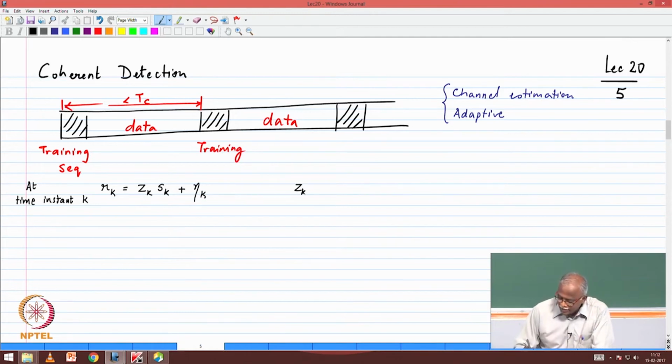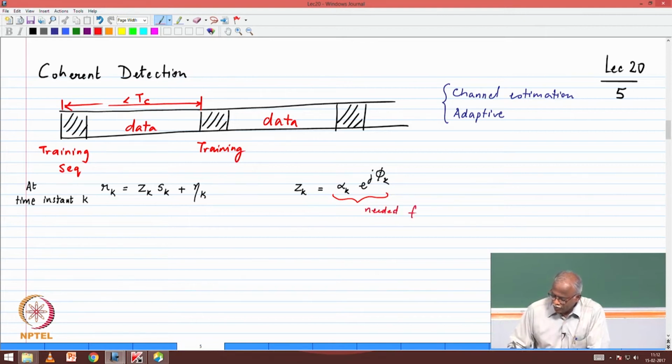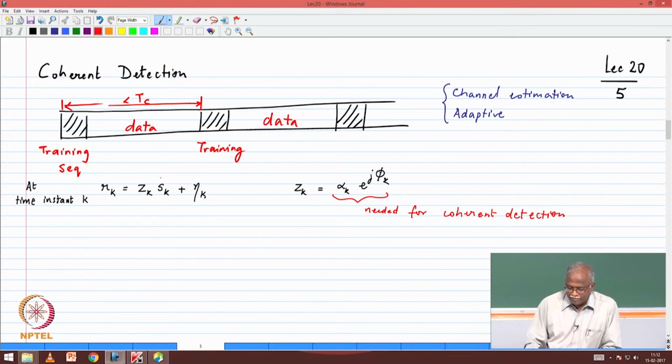So Z_k actually represents alpha_k e^(j phi_k), and for coherent detection, I must have a good estimate of this. This is needed for coherent detection. Because if you don't have a good estimate of alpha and phi, then you will make a mistake in your estimate of S_k, and that would lead to poor performance.